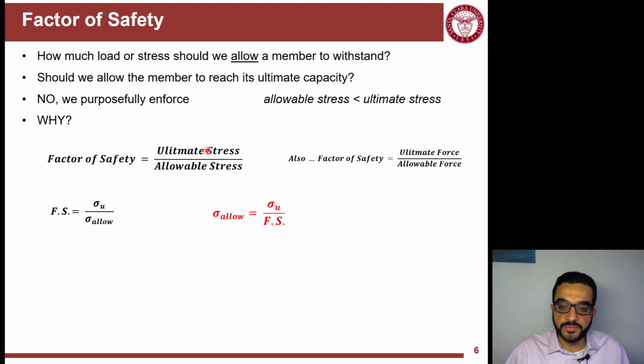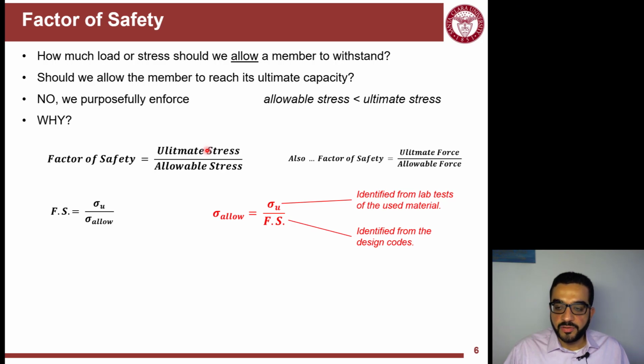So the bottom line is that sigma allow, which we use to design or allow a member in a structure to reach, is a reduced value of the ultimate stress of that material by a factor of safety. Factors of safety can go from a value above 1 all the way sometimes to 5. It depends on the material, on what code requirements are enforced for that type of structure, and on what application it's used for.